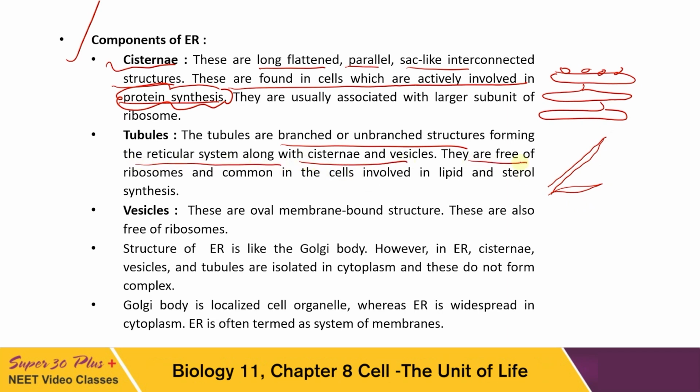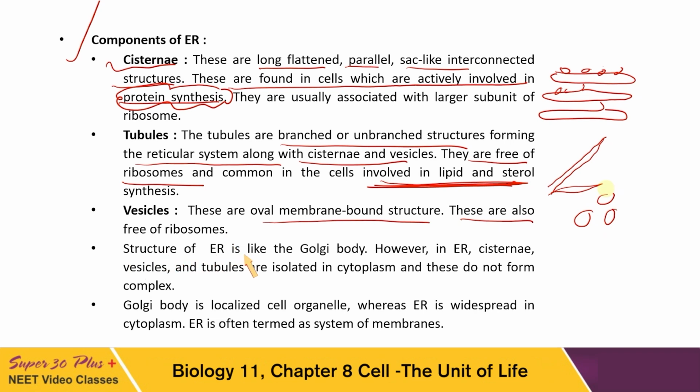They are free of ribosomes, and they are found in cells involved in lipid and sterol synthesis, because they do not have ribosomes on the surface. Vesicles are oval, membrane-bounded structures. These are also free of ribosomes, spherical structures, as shown in that diagram also.